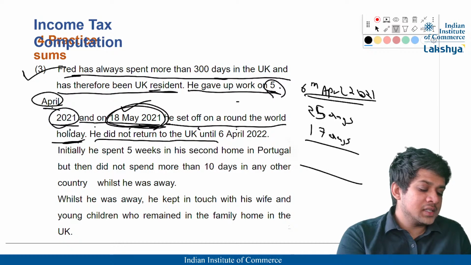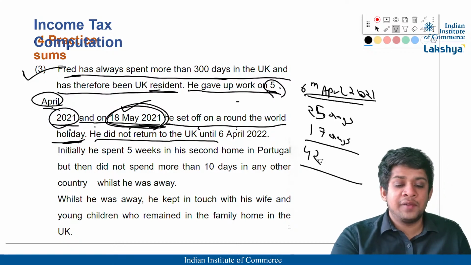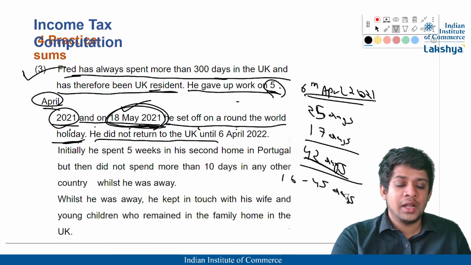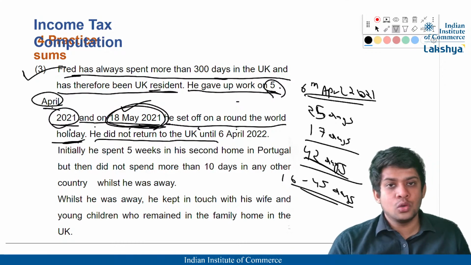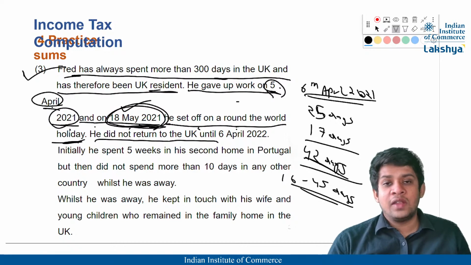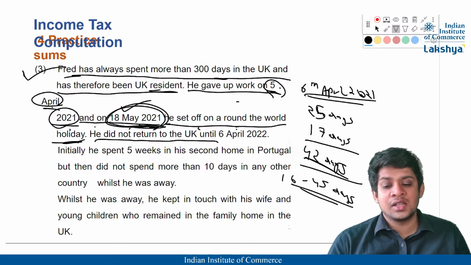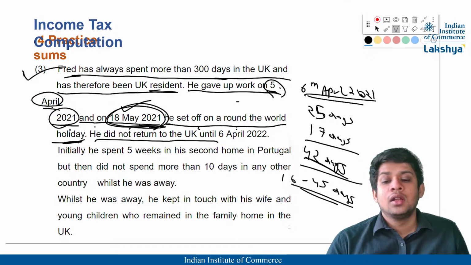So 25 plus 17, the total number of days that he has stayed in the UK is 42 days. That means he is in the bracket 16 to 45 days and he is previously UK resident. Now, if he is previously UK resident, he does not meet the non-UK residency test and he will not meet the automatic UK residency test also. Technically, because he does not have only home or anything, that we will see later. So right now we are assuming that mostly we have to go towards the ties.